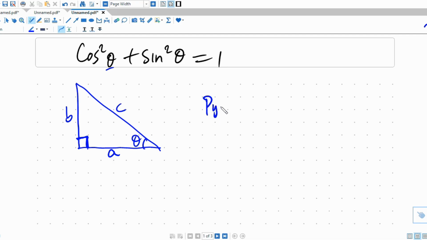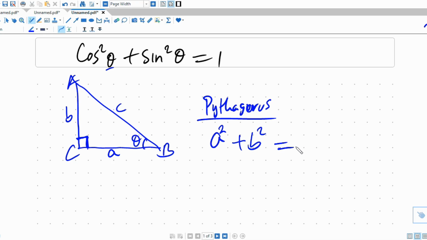Now, the Pythagoras theorem states that given a right-angled triangle of this kind, let's call it triangle A, B, C, the sum of the squares of the sides equals the square of the hypotenuse. That is according to Pythagoras.